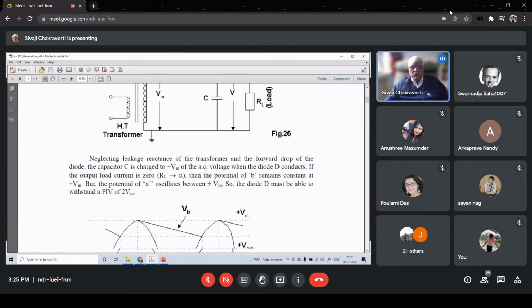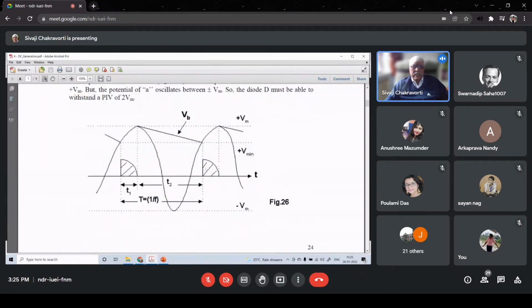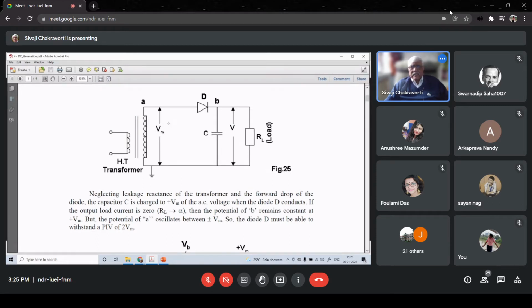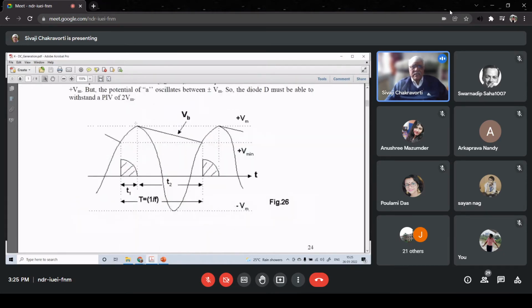Now how it looks like, let me explain it in this way. You can see this is a positive half cycle, then negative half cycle, again positive half cycle. So initially, let us say that at the very beginning, the capacitor C gets charged up to Vm. And that happens when the positive half cycle peak is reached.